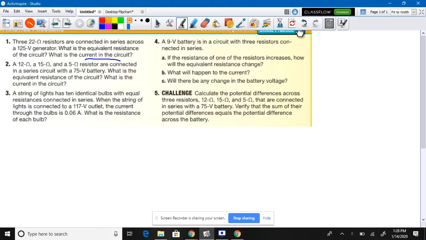What's the current in the circuit? Does the current change or does it stay the same in a series? Look at your little chart there. It stays the same. So, whose law are we going to use? We're going to use Ohm's law. And Ohm's law is voltage equals amps times resistance. You use that same equation multiple times for all circuits, series or parallel. This is called Ohm's law.